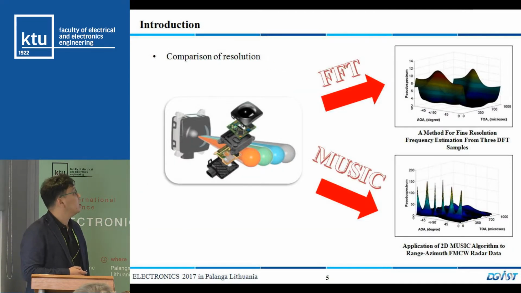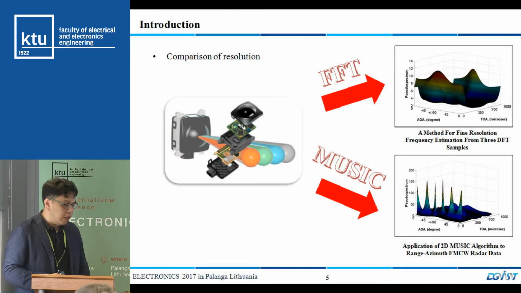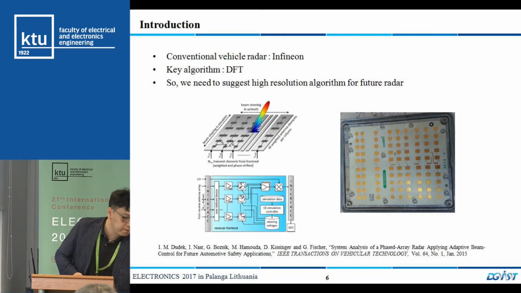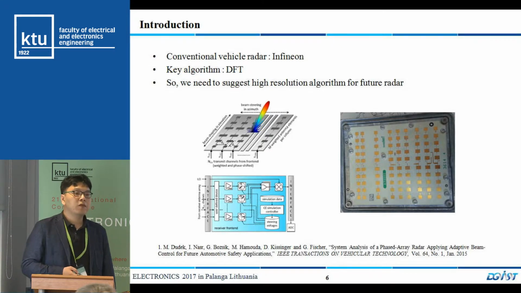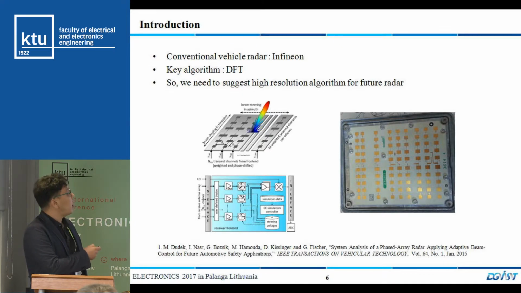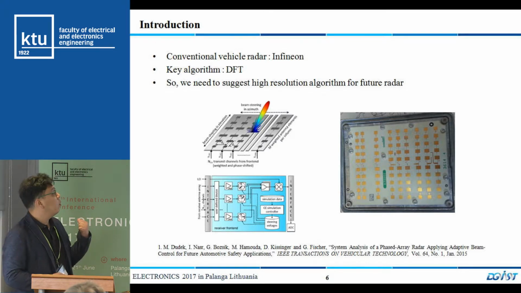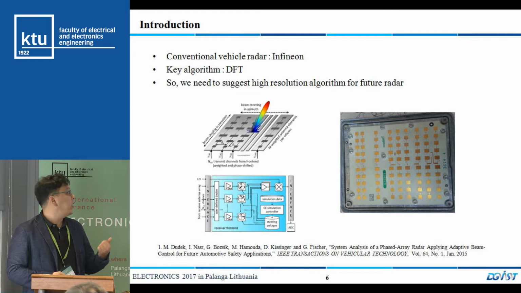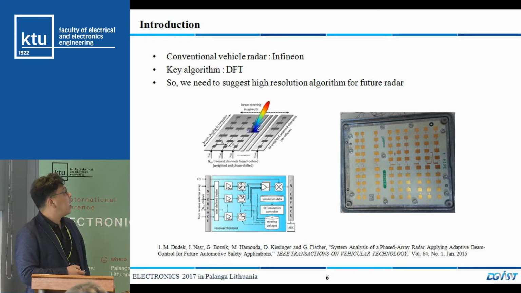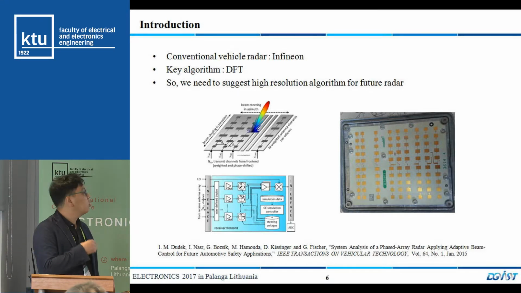In terms of resolution, we can show that MUSIC has better performance than the FFT. However, the conventional vehicle radar from the top maker, Infineon in Germany, uses the DFT as the key algorithm to detect angle, velocity, and range for the FMCW radar. So we need to suggest a high resolution, super resolution algorithm for the future radar.